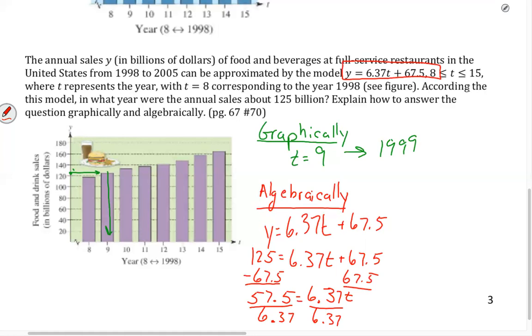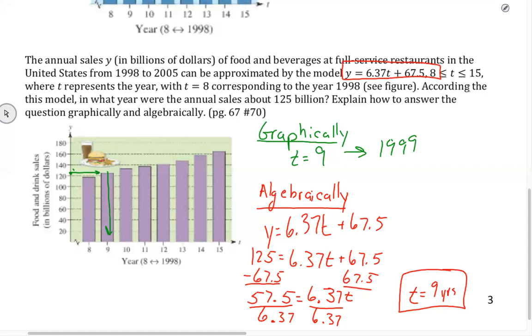Now, can you tell me what t is about equal to here? Is it about 9? Yeah, it's like 9.02. Yeah, it's about 9 years, right? Yeah. It's approximately 9 years. So here, notice I got just about the same answer as graphically.